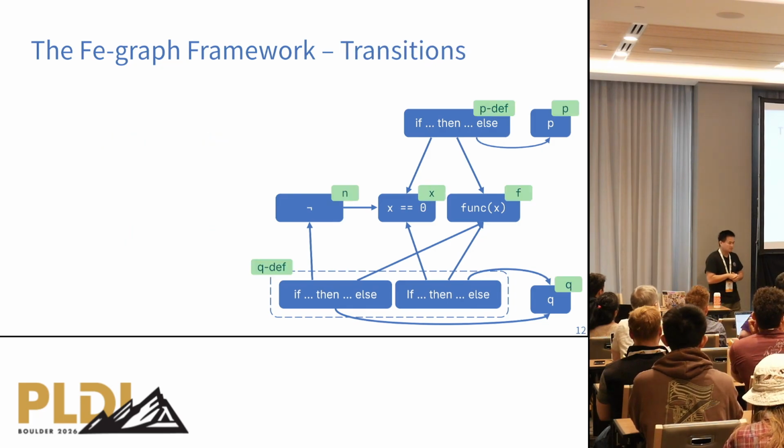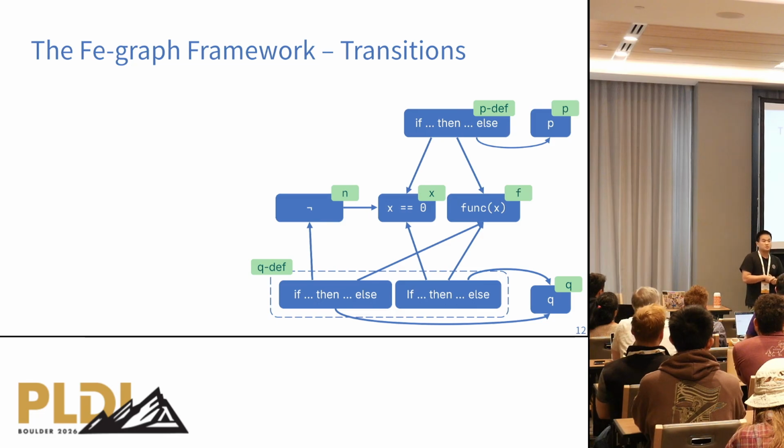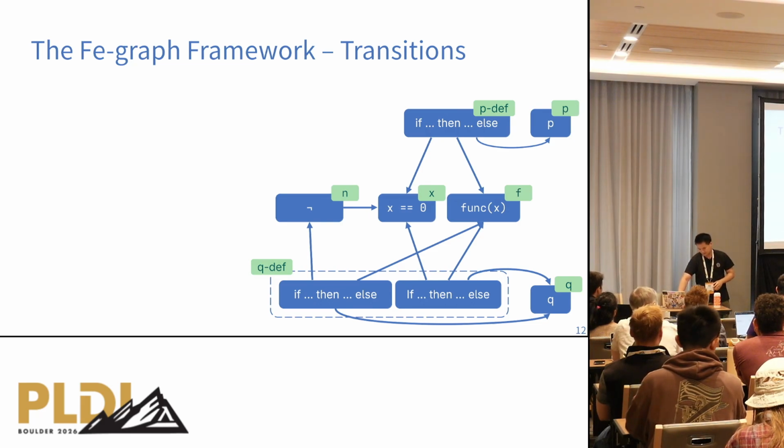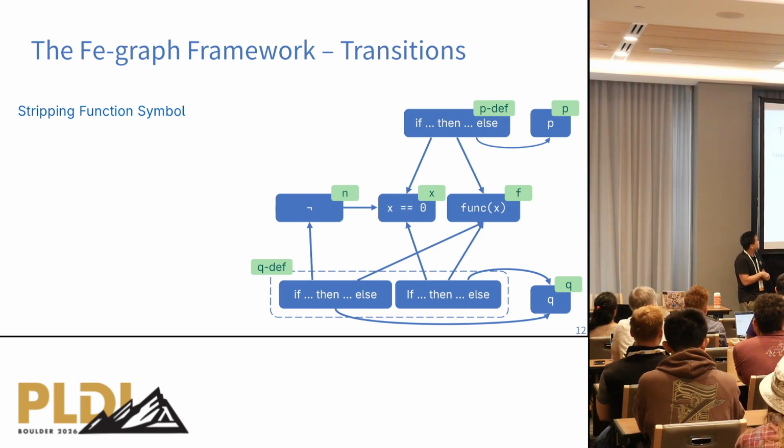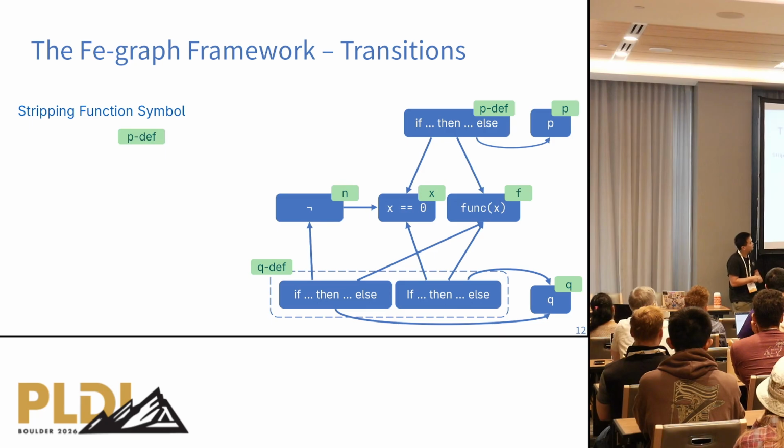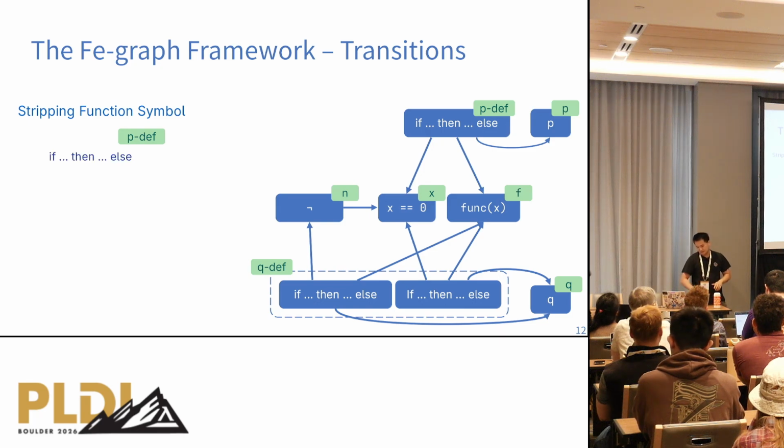So how do we handle variable unfolding? This is via transition systems. Given an eGraph, we can turn it into a transition system. In order to do this, I first marked all my E-classes. You can think of them as like an E-class ID on top of each one. There are two ways to generate transitions. The first one is stripping function symbols. For example, if we start with the definition of P, which is the P-def E-class, we can strip the function symbol if-then-else, and we will get the E-classes x, f and P, right? That is simple enough. You are basically reversing the arrows on the eGraph.